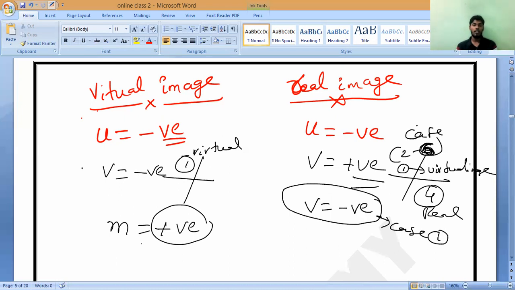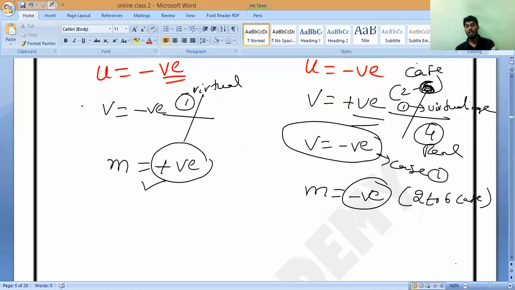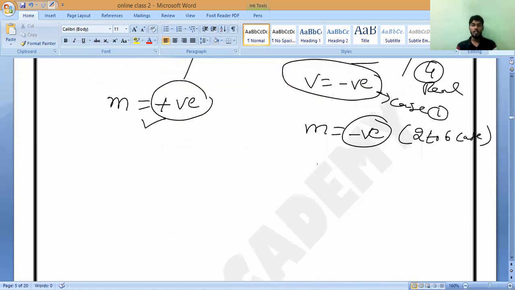So magnification is always positive here. And here magnification is always negative. From where to where? Case number 2 to case number 6. Understanding? Next, magnification is positive for which case? Yes, magnification is positive for case number 1. Case number 1. Understand?